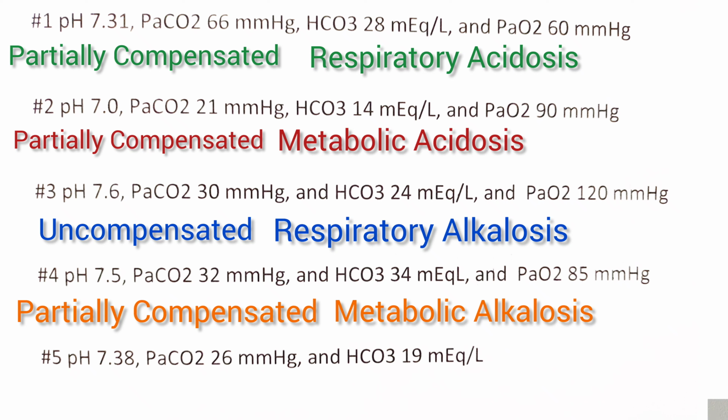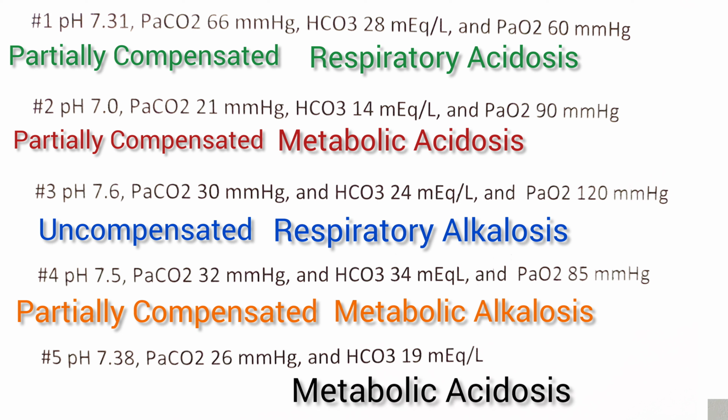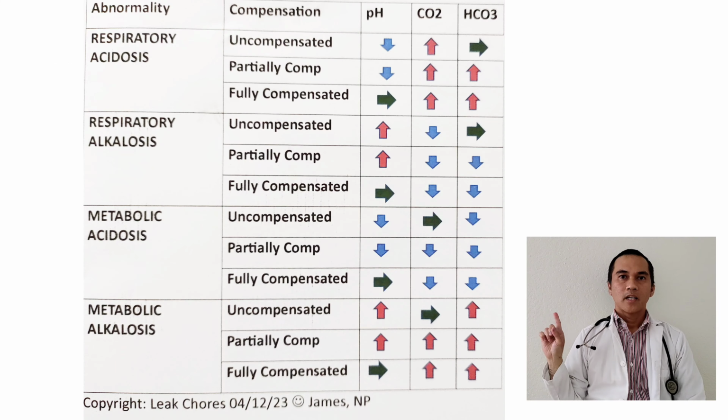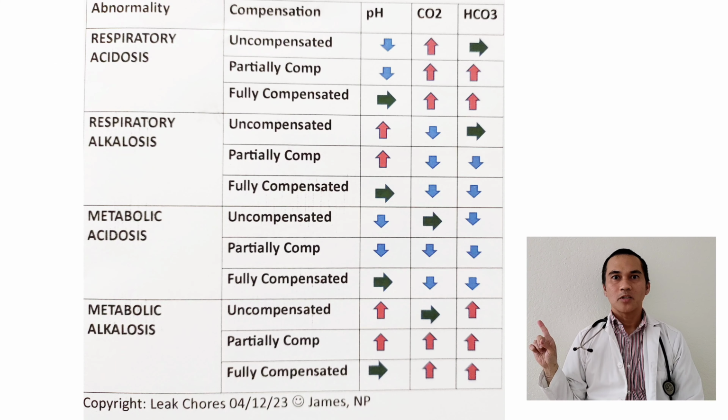For number 5, the pH is normal, but it's below 7.4, so it is considered acidic. And the bicarb is 19, which is low, so that's a metabolic acidosis. But because the pH is normal, that is a fully compensated metabolic acidosis. I have the table here for the compensation. Do not memorize this one, just understand the concept.